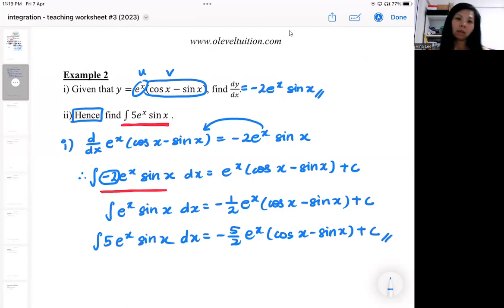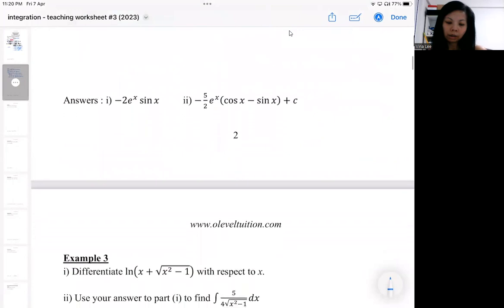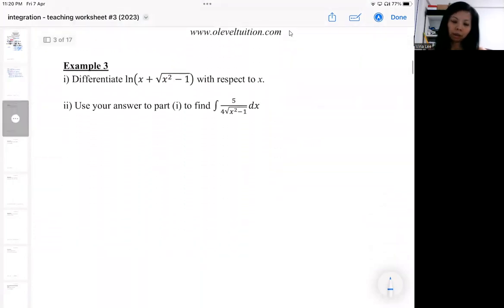So the idea is actually very simple. After you differentiate, you undifferentiate. Undifferentiate is equivalent to integrate. So you first see what you manage to undifferentiate, and then compare it with what the question wants. Usually there's a little bit of manipulation. Okay, here's another one.